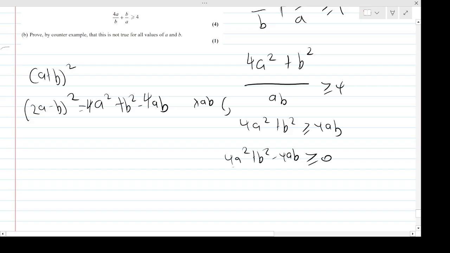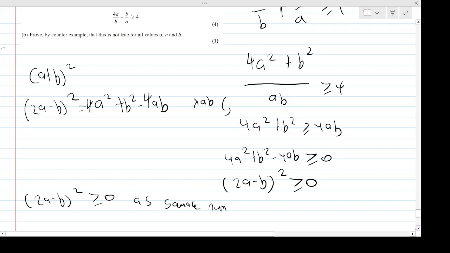There we are. So then we can substitute that in. 2a minus b all squared is greater than or equal to 0. But we know that's true because that's still a square number. So therefore we're going to start with that then. So 2a minus b squared is indeed at least 0, as square numbers are positive.